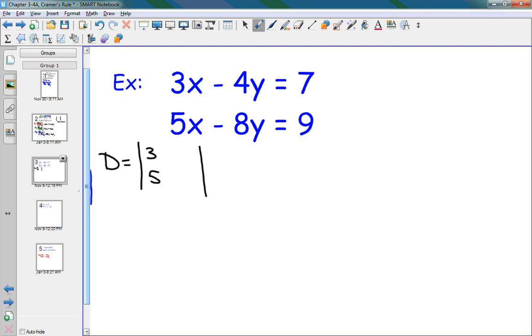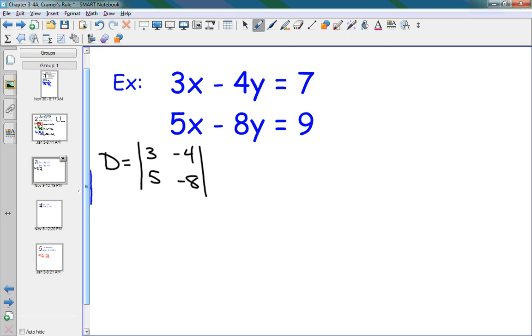3 over 5. -4, -8. Why is it negative when last time it was positive? Because in our example we had plus B1y and plus B2y, right? That's why they were positive. Here we have minus, so we have to take into account those signs.